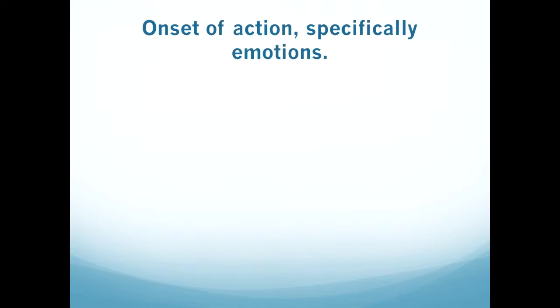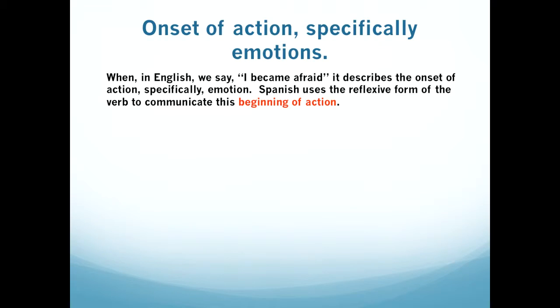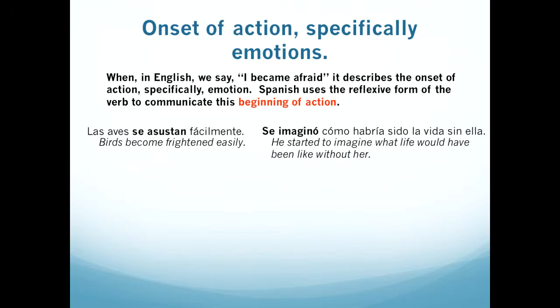Onset of emotion or action, and specifically emotions, is another reason to use the reflexive. The reflexive, when in English we say, I became afraid, it describes the onset of an action, specifically here, emotion. Spanish uses the reflexive form of the verb to communicate this beginning of action. Las aves se asustan fácilmente. Birds become frightened easily. Se imaginó cómo habría sido la vida sin ella. He started to imagine what life would have been like without her.